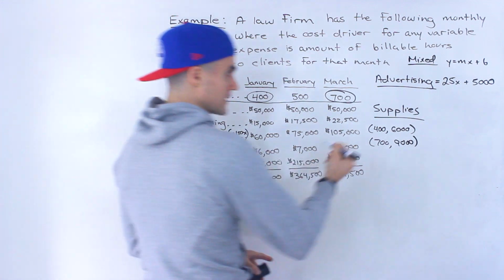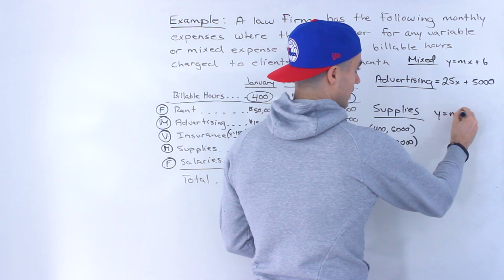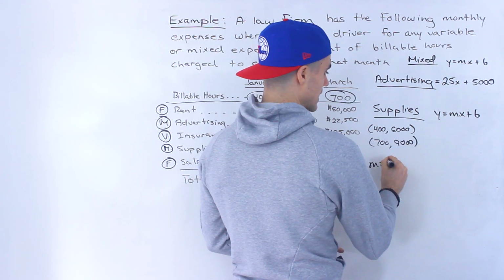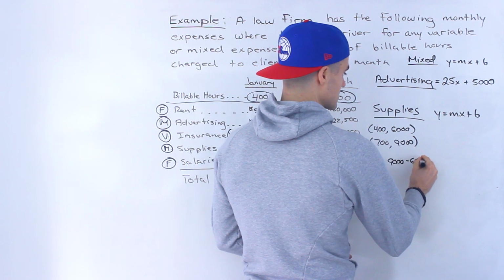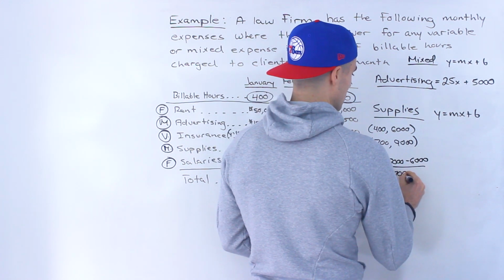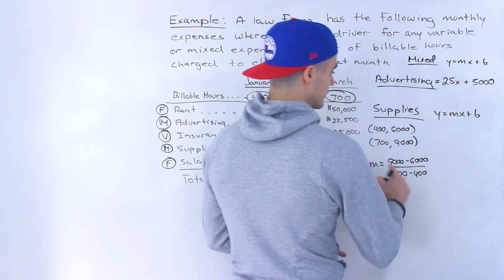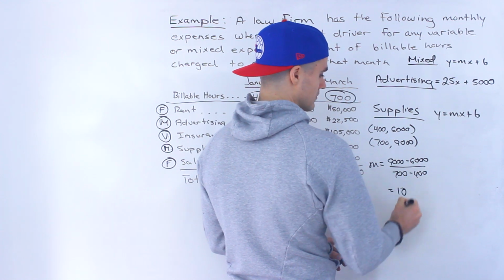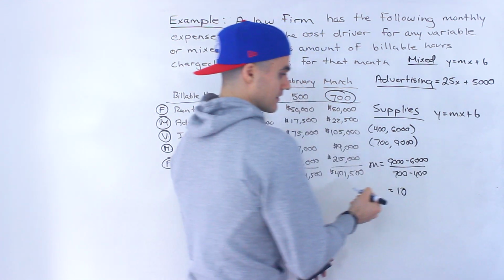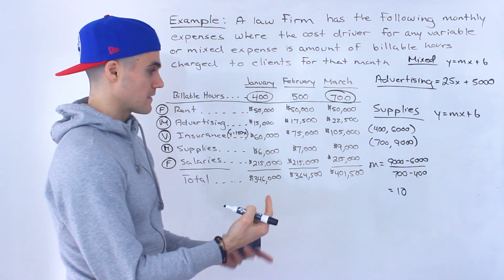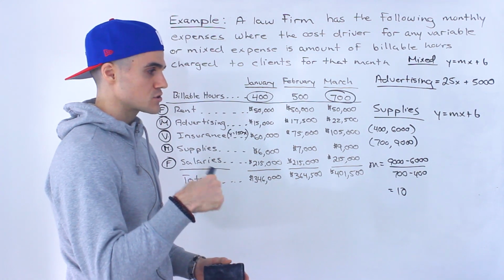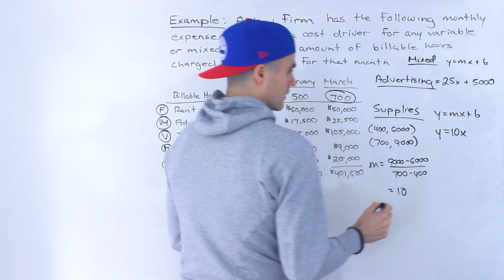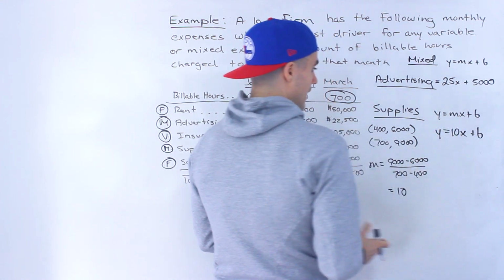Right, and supplies, again, it's a mixed expense, so it's going to be in that y equals mx plus b form. So let's find that slope first, the m. So it's 9,000 minus 6,000 divided by 700 minus 400. So it's basically 3,000 divided by 300, which would give us 10. So the m is 10. So the variable portion of supplies is going to be $10 per billable hour. And now we just have to find that remaining b value.